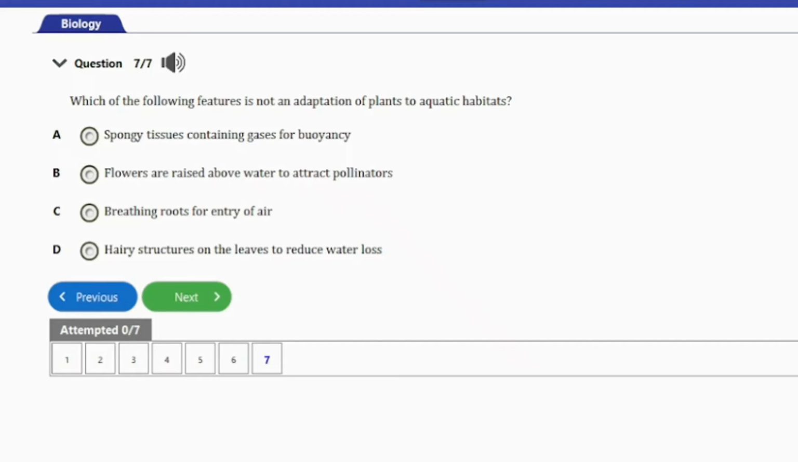So guys, the answer to this question is option D here, hairy structures on the leaves to reduce water loss. So this feature is not an adaptation of plants to aquatic habitat. So as such, that's the answer to this question.